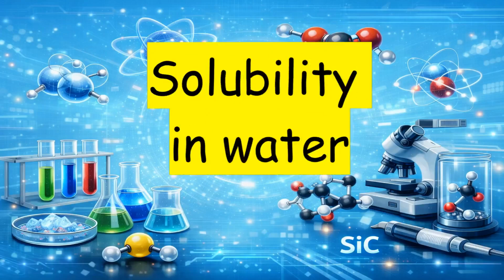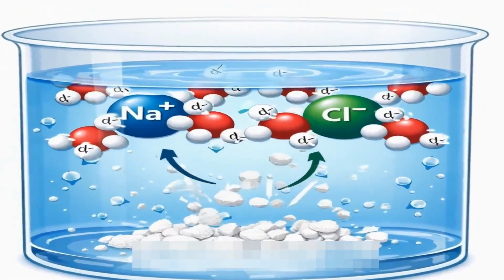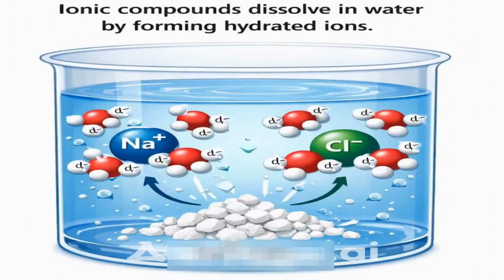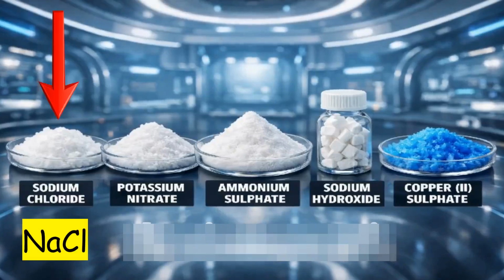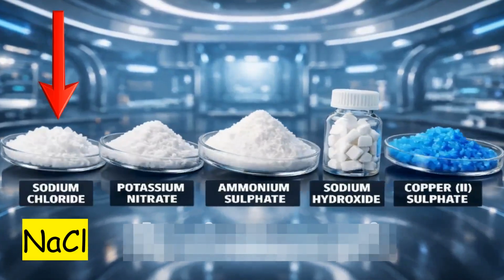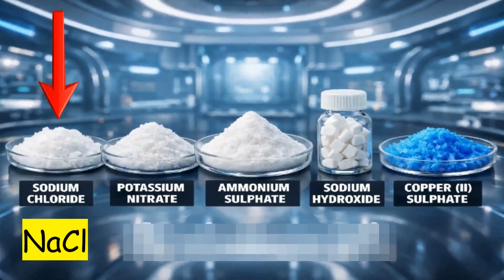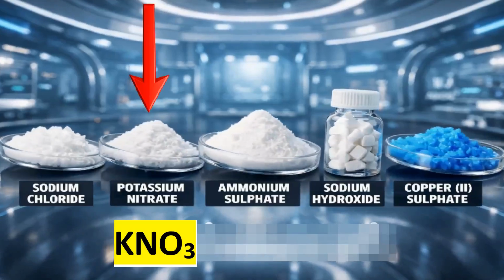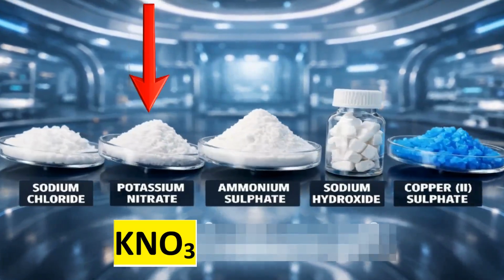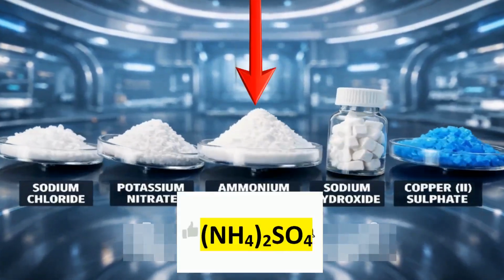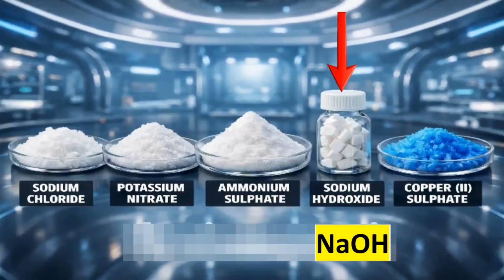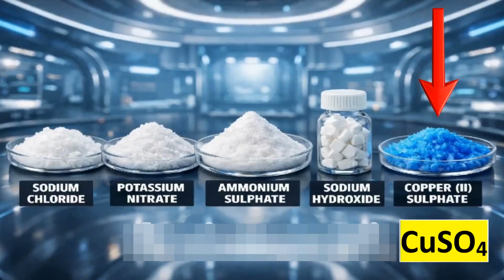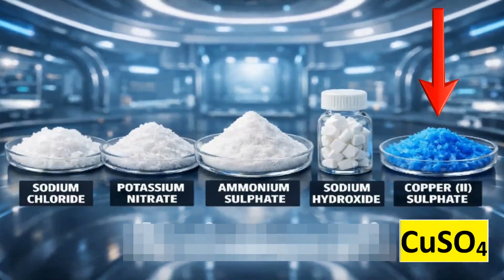Solubility in water. Many ionic compounds are soluble in water. When placed in water, the ions separate and disperse throughout the solution. Examples are sodium chloride, NaCl, potassium nitrate, KNO3, ammonium sulfate, (NH4)2SO4, sodium hydroxide, NaOH, copper-2 sulfate, CuSO4.